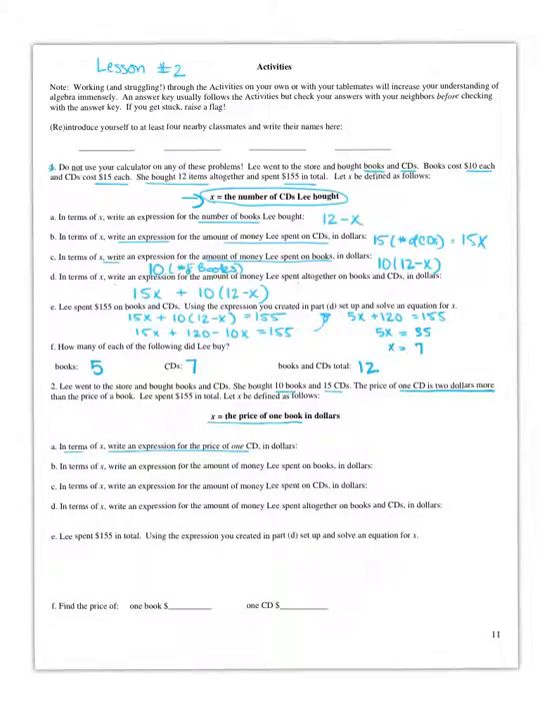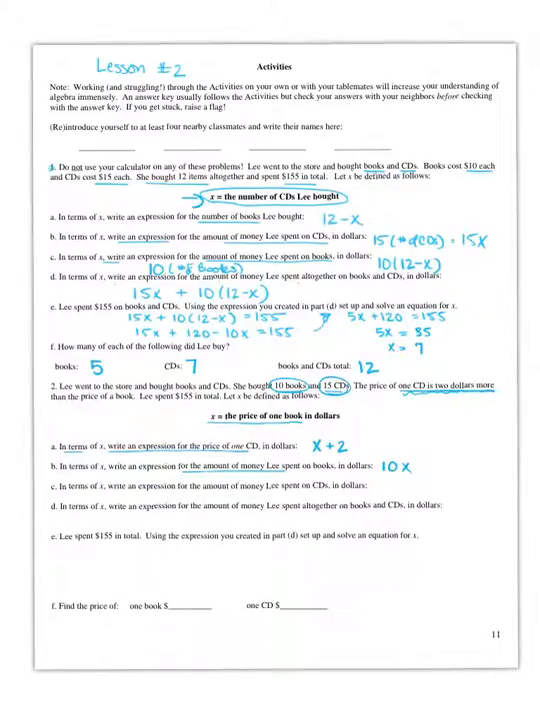We're going to write the expression for the price of a CD. So the CD is $2 more than a book. So the price of a CD will be X plus 2. Write an expression for the amount of money Lee spent on books. Lee bought 10 books at a cost of X. So the total spent on books will be 10X.